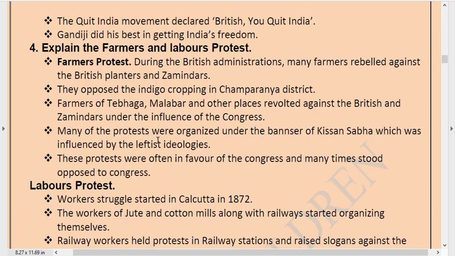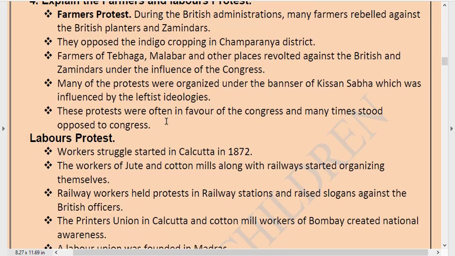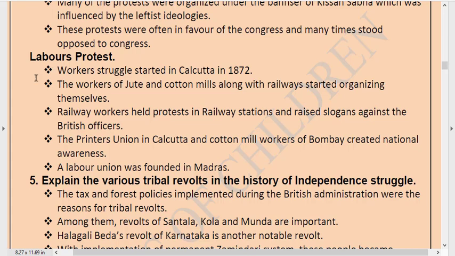Many of the protests were organized under the banners of Kisan Sabha, which was influenced by leftist ideologies. These protests were often in favor of the Congress and many times stood opposed to Congress. So these are the farmers' protests. Let's come to the labor protests. The workers' struggle started in Calcutta in 1872.